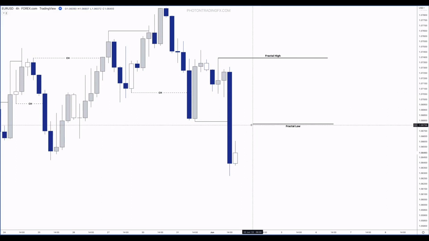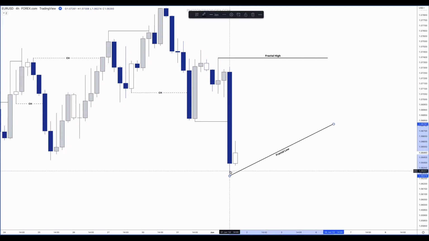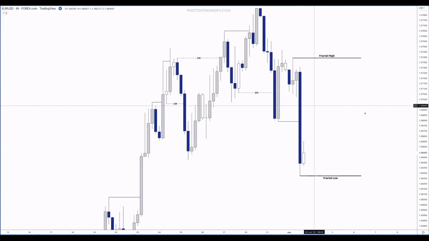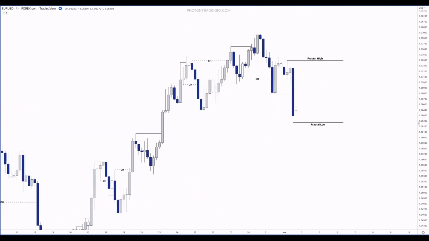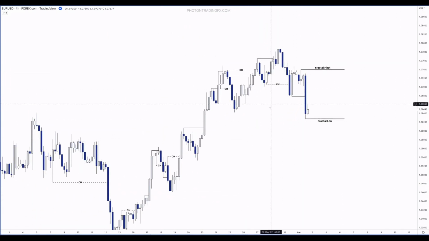Okay, then we get a pullback. So now we know where the fractal low is. We've come to June, okay, sweet. So yeah, hopefully that cleared up some of the price action you guys tried to have a go at. There's a few little tricky ones in there.